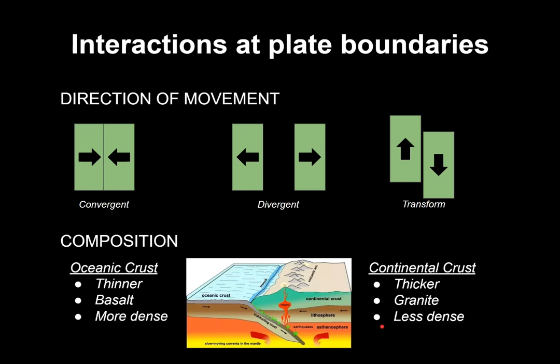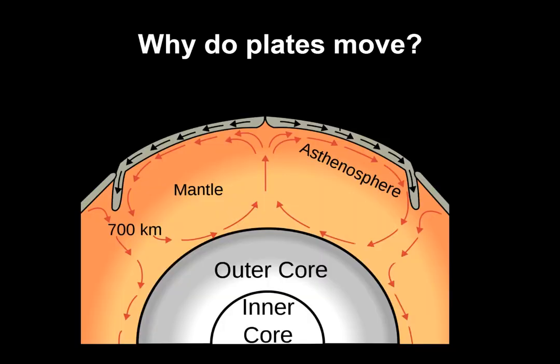For our purposes, the most important difference is that oceanic crust is denser than continental crust, because this is going to explain the behavior of different plates when they meet at a convergent boundary. The denser oceanic crust will sink beneath the less dense continental crust. We call this process subduction, and we'll take a closer look at it in our second video. Right now, I'd like to talk about the cause of plate tectonics. Why are these plates moving around anyhow?